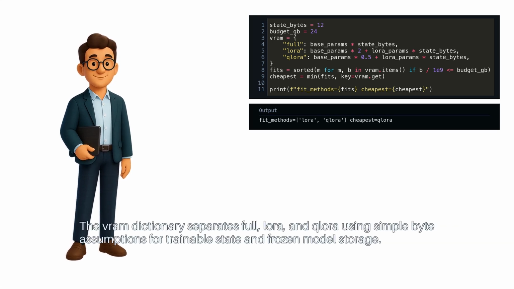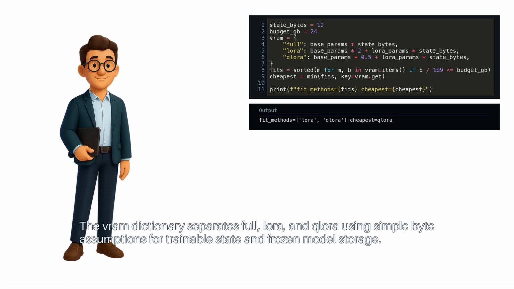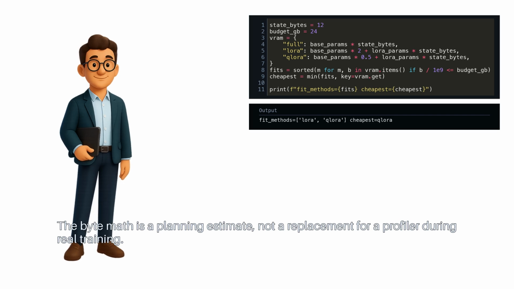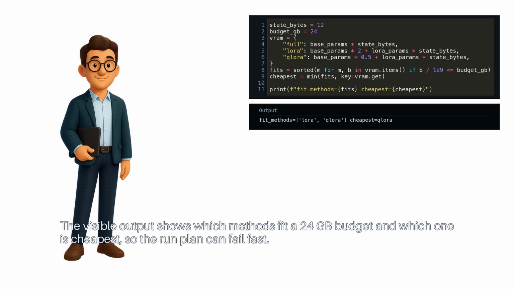The VRAM dictionary separates full, LoRA, and QLoRA using simple byte assumptions for trainable state and frozen model storage. The byte math is a planning estimate, not a replacement for a profiler during real training. The visible output shows which methods fit a 24 GB budget and which one is cheapest, so the run plan can fail fast.